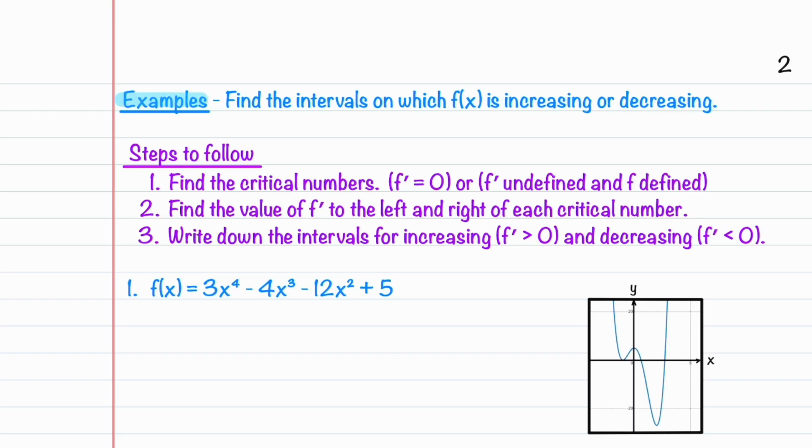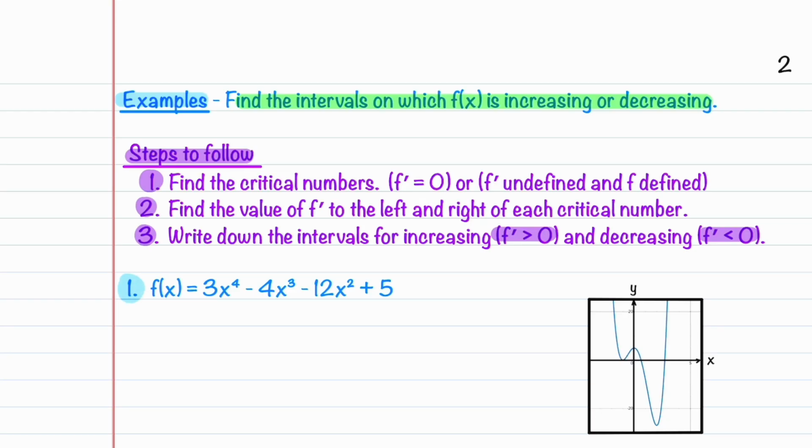In this first set of examples, we are going to find the intervals on which f of x is increasing or decreasing. Just to make things easier, I've written down 3 steps that we can follow. We're first going to find the critical numbers, and then we're going to find the value of f prime to the left and right of each of those critical numbers. And then step 3, we can just write down the intervals for increasing, that is when f prime is greater than 0, or decreasing when f prime is less than 0. Let's look at our first example.